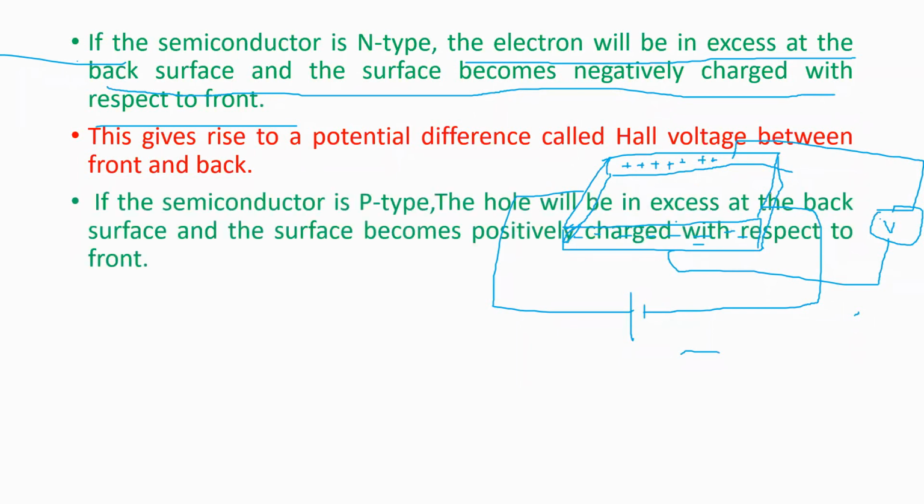So if the semiconductor is p-type, then it is opposite. On this side, holes will be there. On the opposite side, electrons will be there with respect to the front. And the polarity of Hall voltage is reversed. So whatever we have in the case of n-type semiconductor will now be reversed.